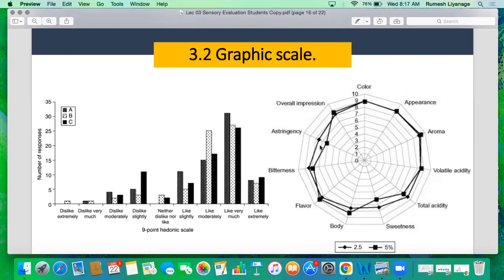Here you can see the scale 0 to 10. It means it should be a 9-point hedonic scale.